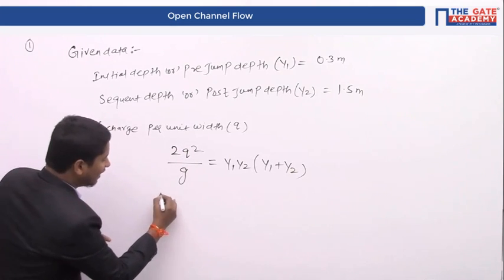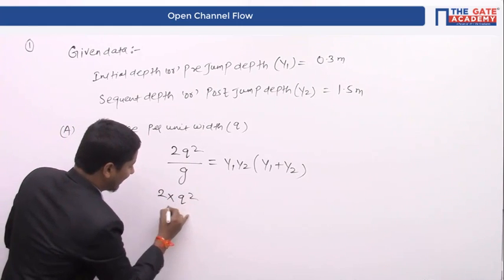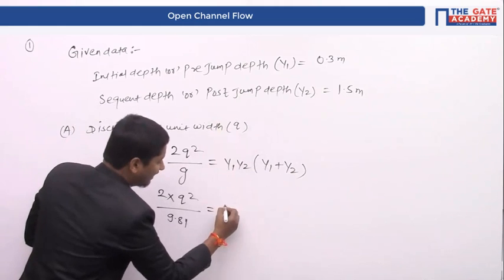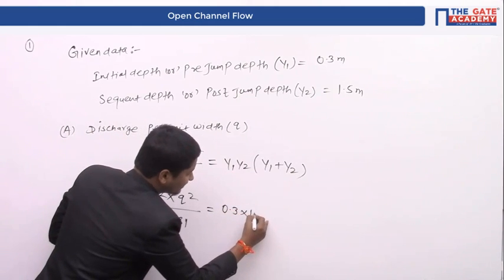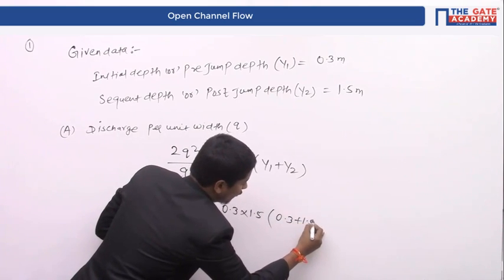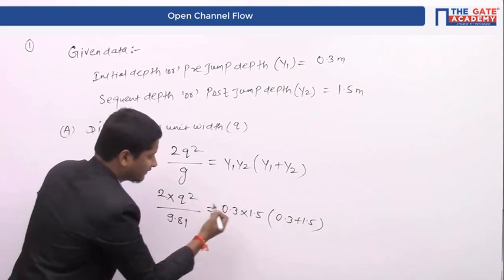If you put in the values: 2 into q squared upon g, where g is 9.81, y1 is 0.3, and y2 is 1.5, sorry.